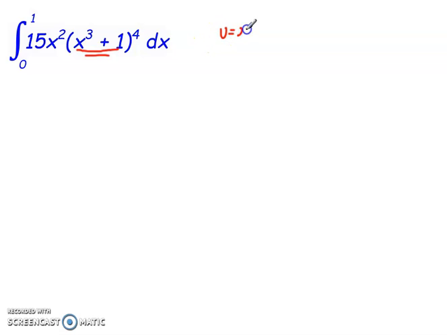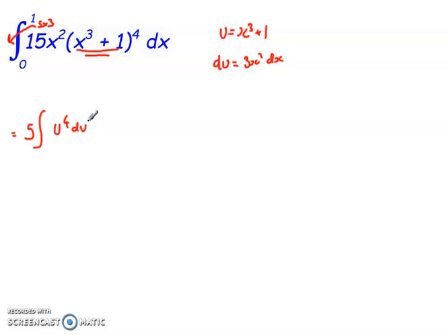So I'm going to set u equal to x cubed plus 1, and if I take the derivative of that, I get du equals 3x squared dx. Now, if you look here, this will get rid of the x squared and the dx, but I've got a 15 here. Well, remember 15 can be written as 5 times 3. So if I factorise it in that manner and put the 5 outside the integral, I'd have the 3x squared dx that I'm looking for. So I can then transform this integral to be 5 times the integral of u to the power of 4 du.